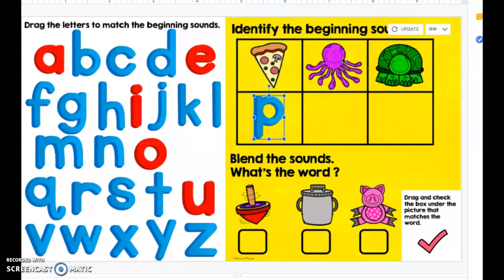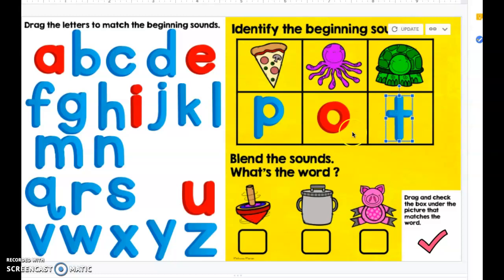The next one is ah. What letter makes the sound? If you said O, you are correct. And now for our last letter, we need the letter that makes the t sound. If you said T, you are correct. So now what we're going to do is blend these three letters together to make one of these words at the bottom. So we have a picture of a top, a picture of a pot, and a picture of a pig. So let's blend them together.